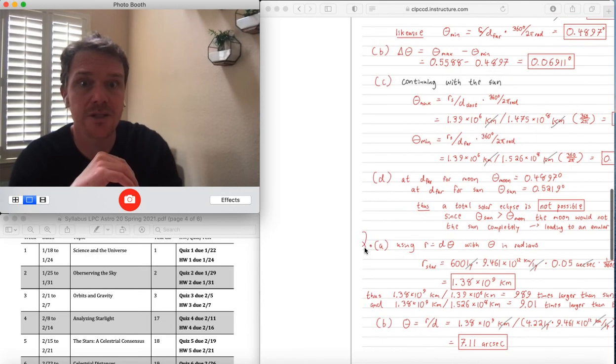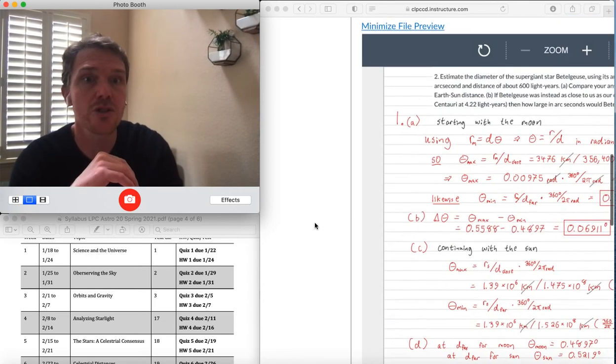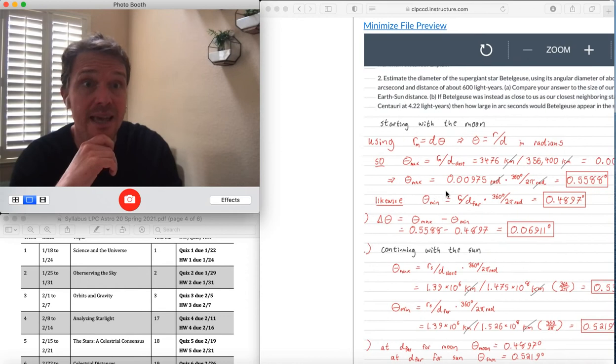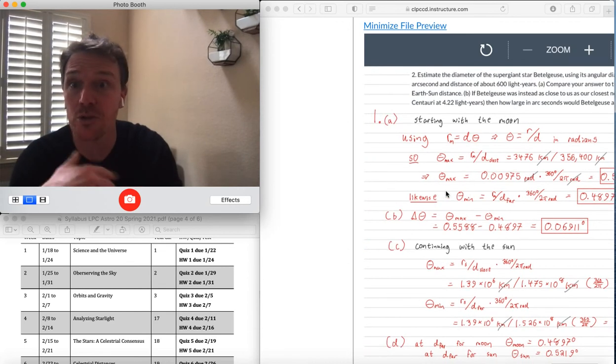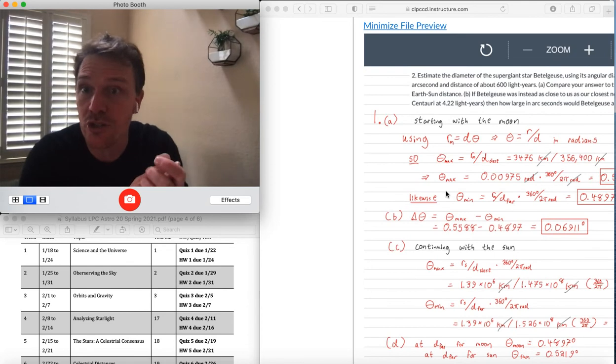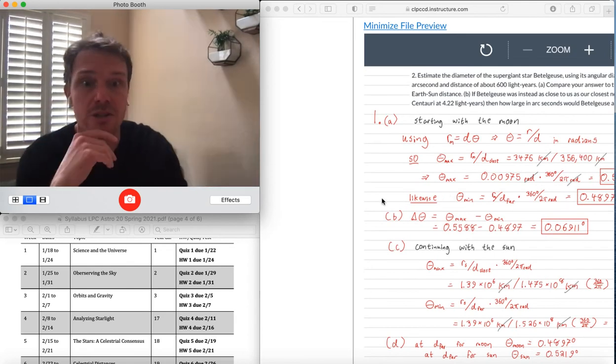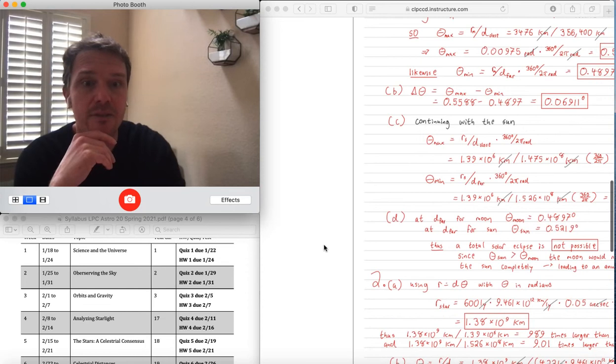Question two was also about angular size. In this case, estimating the size of a particular star, Betelgeuse. How big would it be if it was close to us? Because of course it's actually quite far away. But what if our closest neighboring star was Betelgeuse, this remarkably large star? All right. And this is kind of a fun thing to think about.